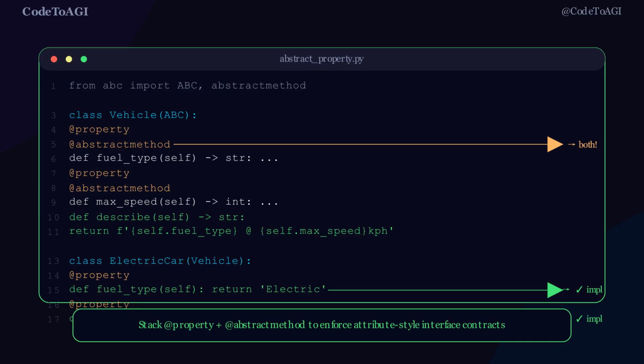We define ElectricCar inheriting from Vehicle. ElectricCar implements fuel_type as a property, returning the string electric. It implements max_speed, returning 200. We define GasCar, implementing both differently. The describe method works on both. It calls the abstract properties polymorphically. Abstract properties enforce that subclasses expose a consistent interface, even for attribute-style access.